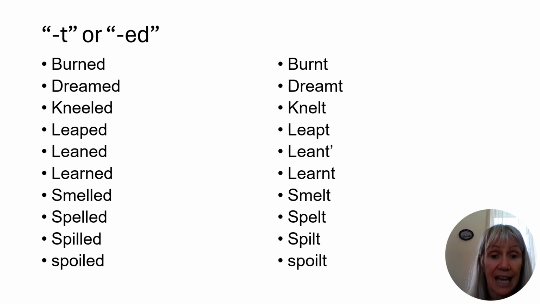We changed the S-M-E-L-T, dropped an L, and added a T. I spelled that wrong. She spelt that wrong, S-P-E-L-T. Again, we dropped the L and added the T. So when we're adding a T in word roots that have two L's, we'll drop one of the L's.